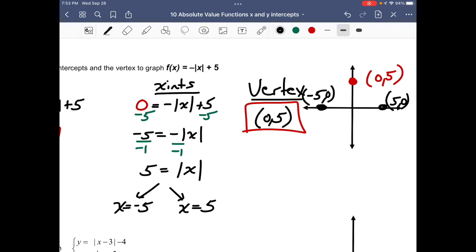Hopefully you can kind of see how the graph is taking shape. That is a graph that's going to open downward, right? You've got this negative sign right here, and so a graph that opens downward is definitely going to have to pass through all of these 5s. And once again, we have a good graph. That's what we expected to see.